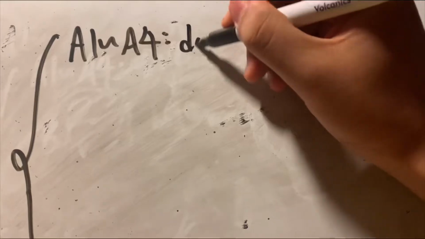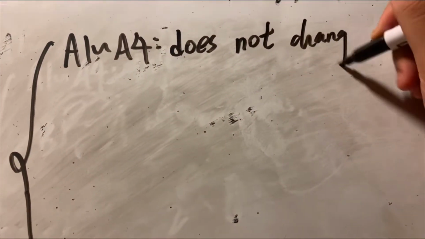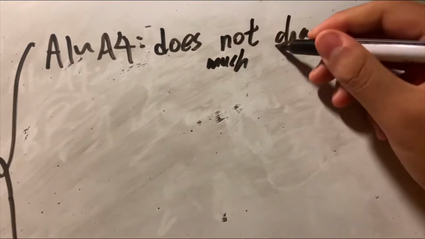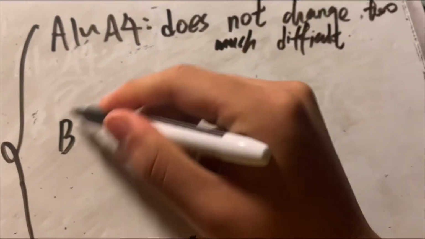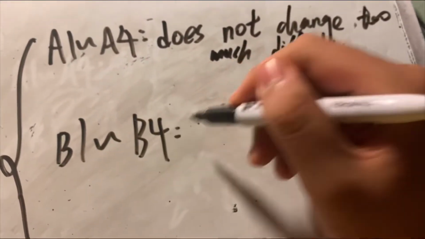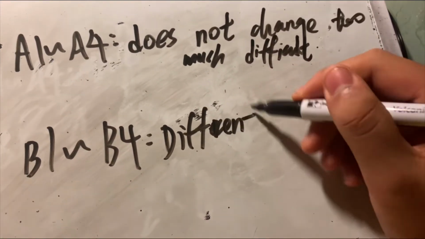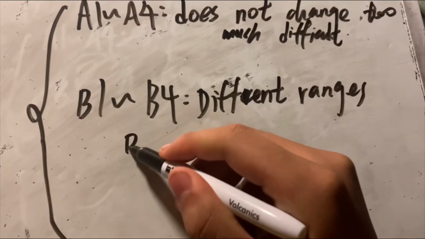So basically, let's start with A1 to A4. The A1 to A4 does not change too much in difficulty. It's just regular. B1 to B4: difficulty ranges. And then we specifically explain each of them.